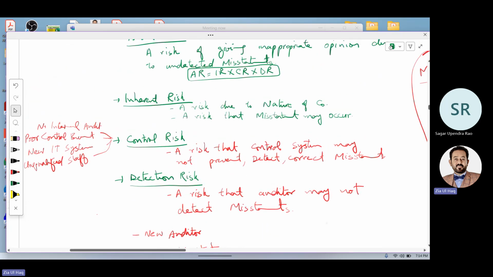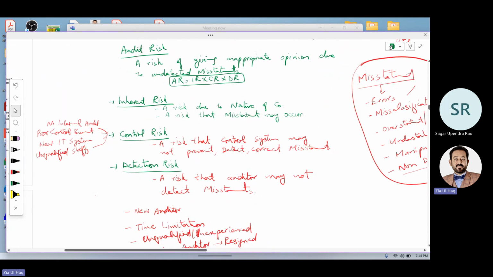So what is audit risk? Sometimes examiners say define audit risk and its components for 4 marks. What is audit risk? A risk of giving an inappropriate opinion due to undetected misstatements. And audit risk comprises 3 components: inherent risk, control risk, detection risk. What is inherent risk? A risk due to nature of the company, or a risk that misstatement may occur in the financial statement. What is control risk? A risk that the control system may not prevent, detect, correct misstatements. What is detection risk? A risk that auditor may not detect misstatements.